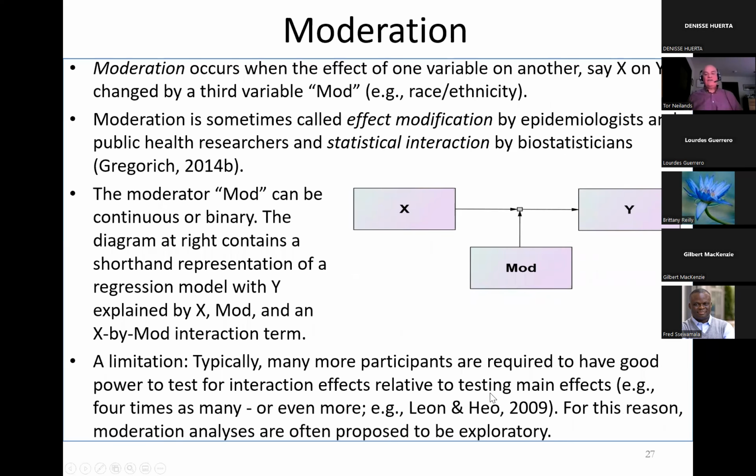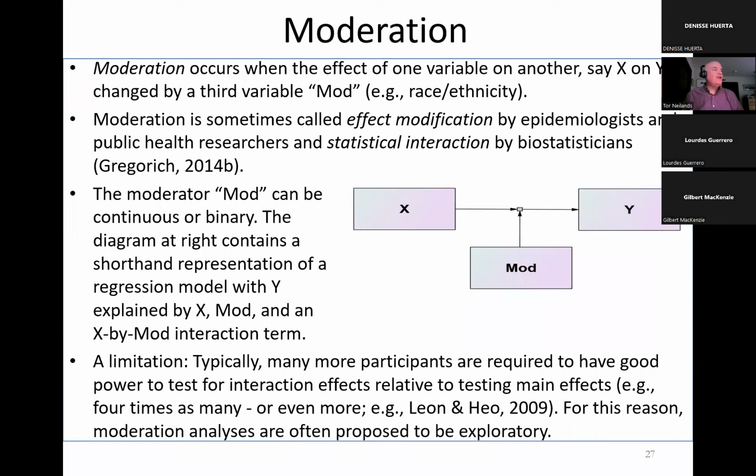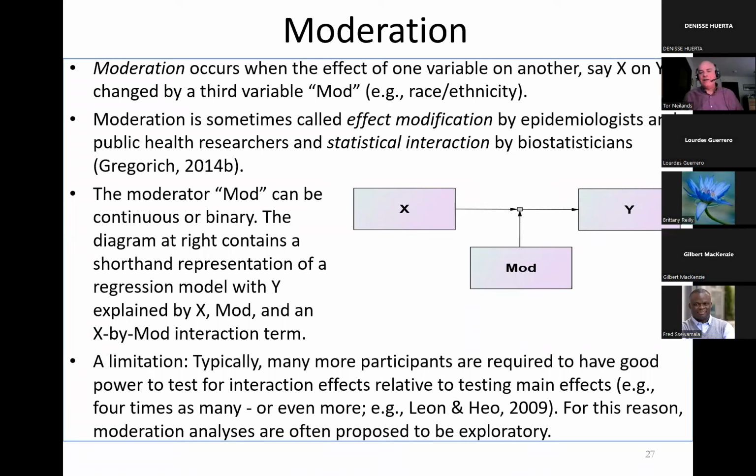All right, let's just do a little bit on moderation, switch gears a little bit. Moderation occurs when the effect of one variable on another, say X on Y, is changed by a third variable, which I'm going to call mod here. And in health disparities research, that is often race ethnicity. Moderation is sometimes called effect modification by epidemiologists and public health researchers and statistical interactions by biostatisticians.